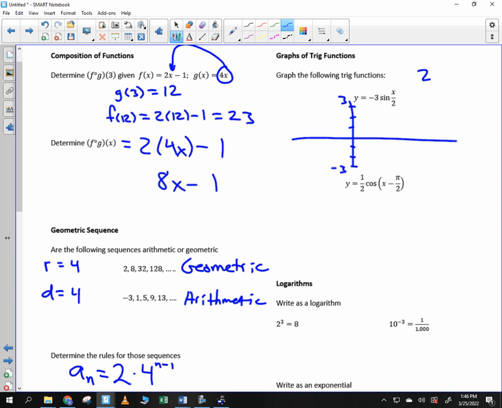Whatever's term is 2 pi divided by the b value, 1/2, whatever is in front of the x.